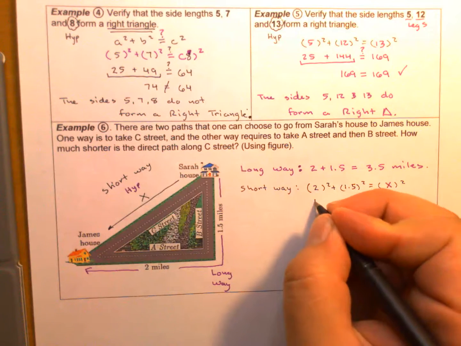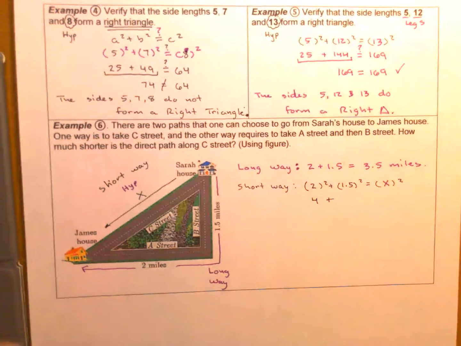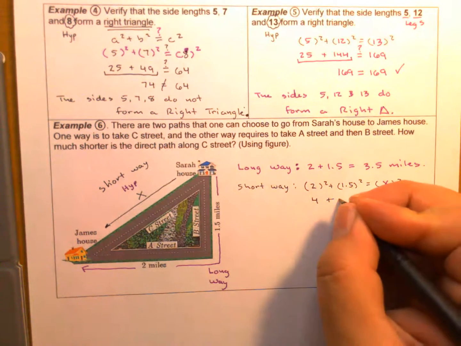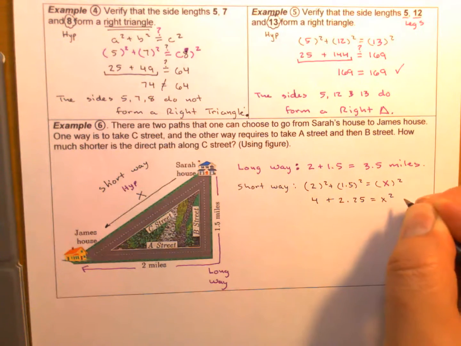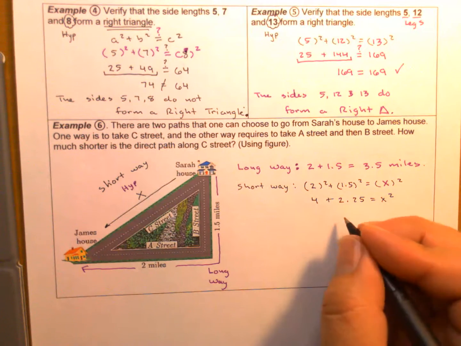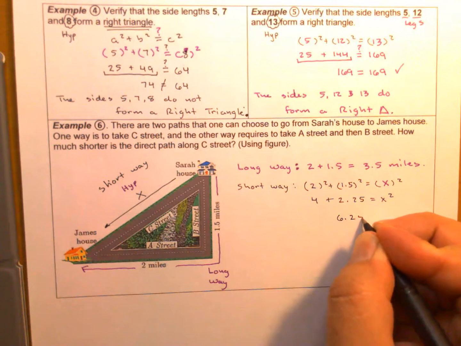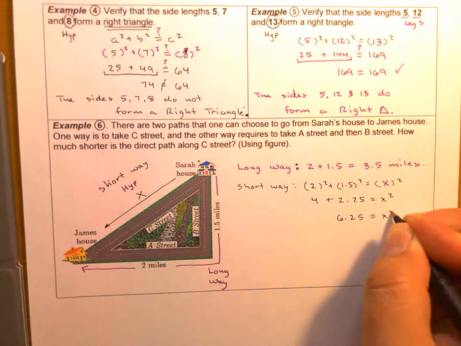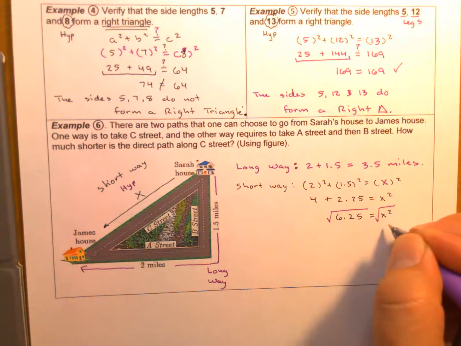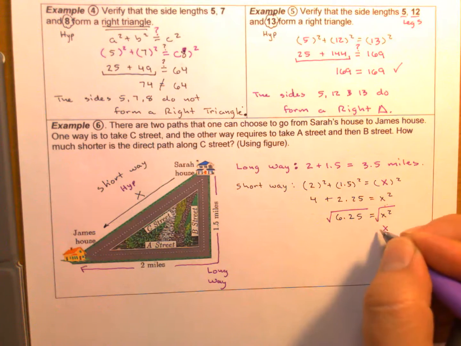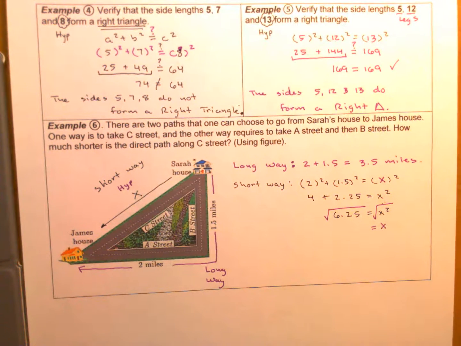2 times 2 is 4. 1.5 squared, though, just double check that with a calculator if you need to. But 1.5 squared is 2.25. And that's equal to x squared. All right, well, I'm just going to combine these two. So that's 6.25 is equal to x squared. And now, as usual, here comes that square root. That's what cancels out that power of 2 here. That's why the x is just kind of on its own.